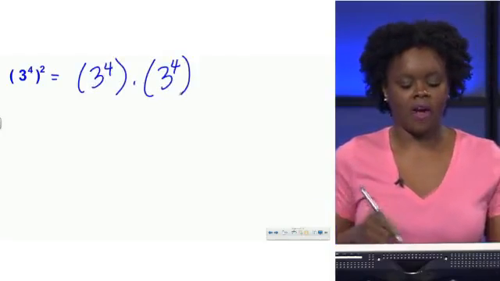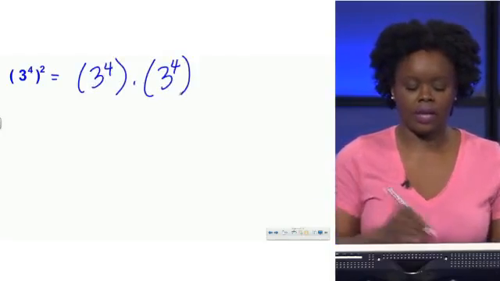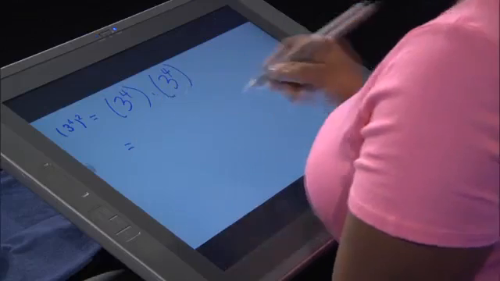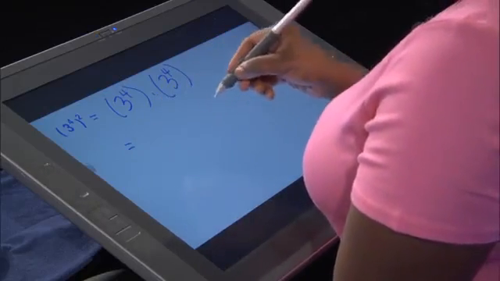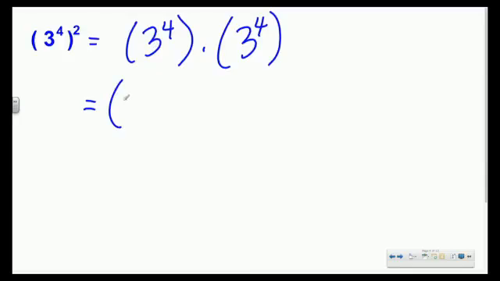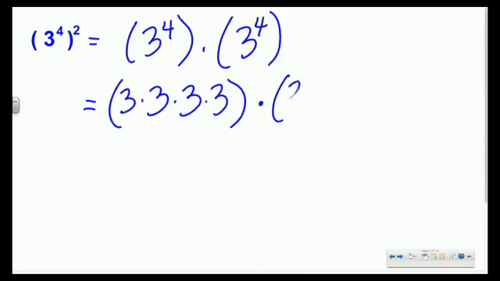Now I'm going to expand this out and really look at it as the product of 3s. I know that 3 to the 4th means I'm multiplying 3 by itself 4 times. So that first bit is the same as 3 times 3 times 3 times 3, the product of 4 threes. Same thing for the second bit, it's just another 3 to the 4th, so 3 times 3 times 3 times 3. I just expanded that out.